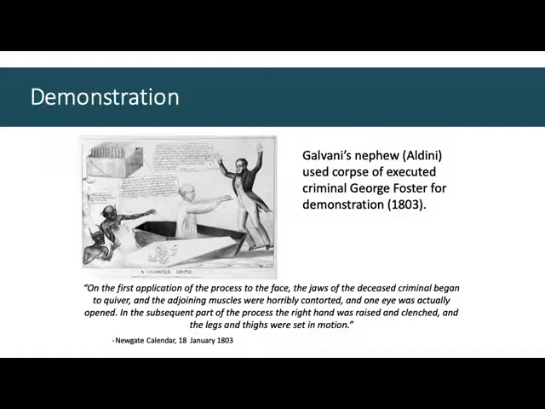And this was an excerpt from the paper that reported the experiment on the first application of the process to the face. The jaws of the deceased criminal began to quiver. The adjoining muscles were contorted. One eye opened. In the subsequent part of the process, the right hand lifted and clenched, and the legs and thighs were set into motion. And so this spawned the idea of a galvanized corpse coming back from the dead. And you see the inset cartoon here highlighting a galvanized corpse.